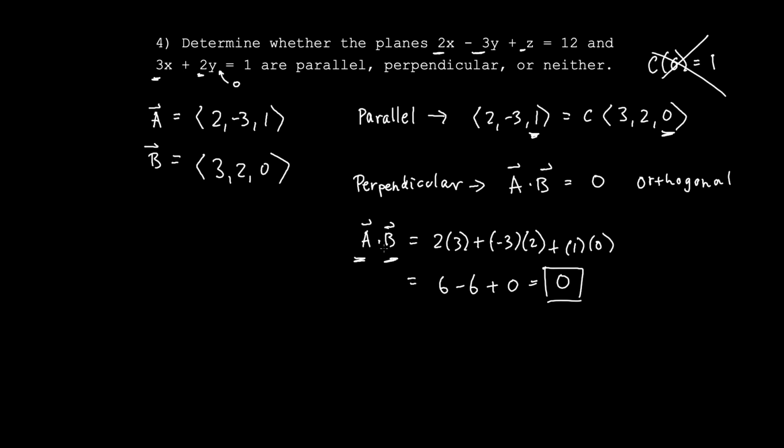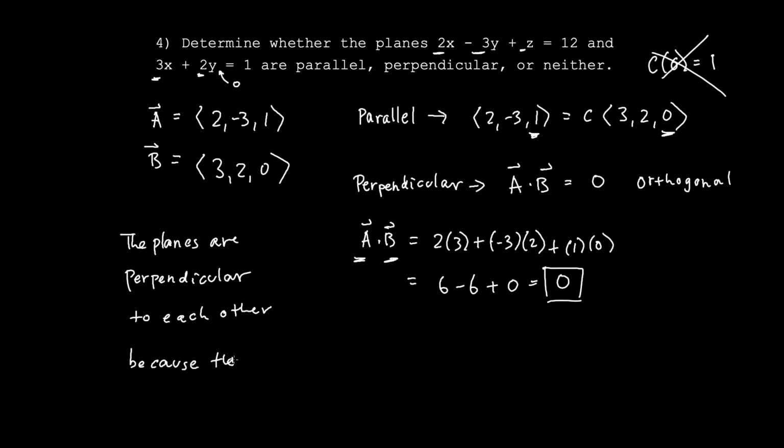And since the vectors a and b are normal vectors to the planes, the planes themselves are perpendicular as well. Orthogonal. So the planes are perpendicular to each other because their normal vectors are orthogonal.